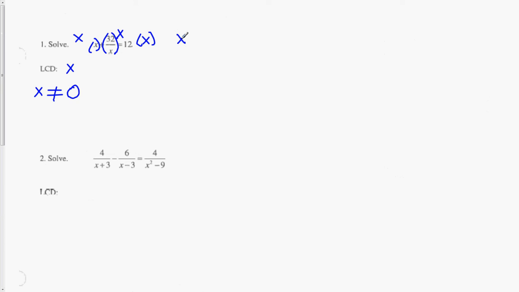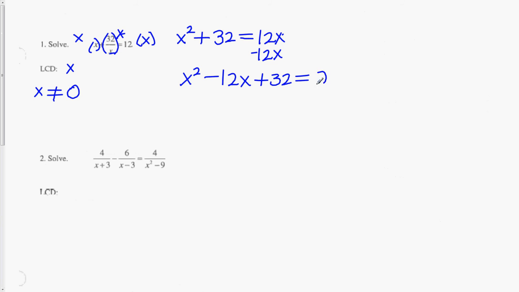X times x would be x squared plus the x and the x would cancel, and I'd have a 32 equals 12 times x is 12x. Now, since this has an x squared in it, I know I'm going to have to ultimately factor. So I need to bring the 12x over here with the 32 and the x squared. So that gives me x squared minus 12x, we're going to write in descending order, plus 32 equals 0.